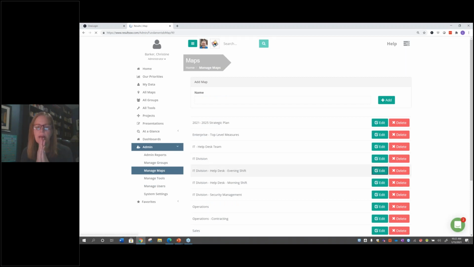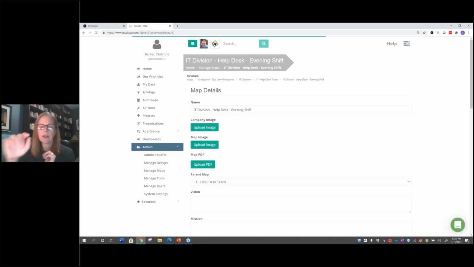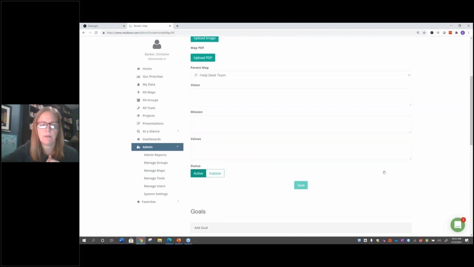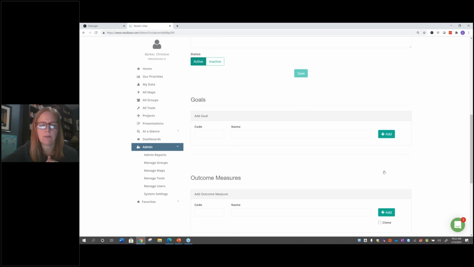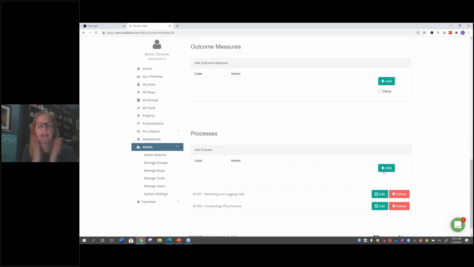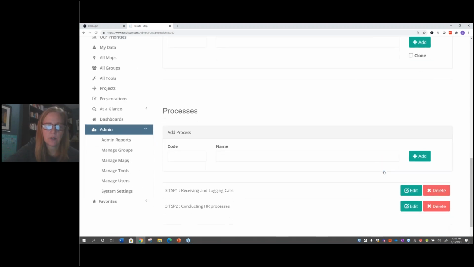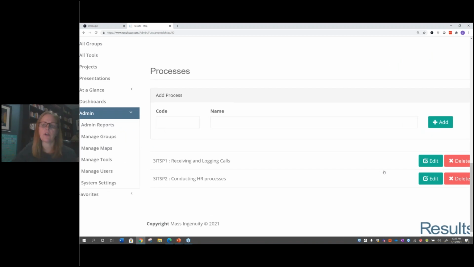So I go into edit mode and I want to clone a process measure. I'm going to scoot down to my processes. I have a process called receiving and logging calls. I'm going to call out a couple of things. Again, just a quick taste of thinking through your code and the measure code, thinking through naming. It creates organization of your database, and that's why it's important.